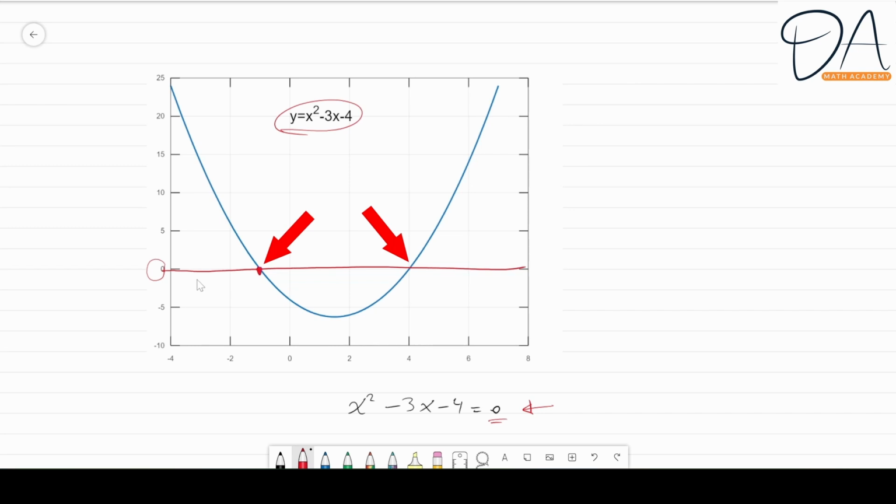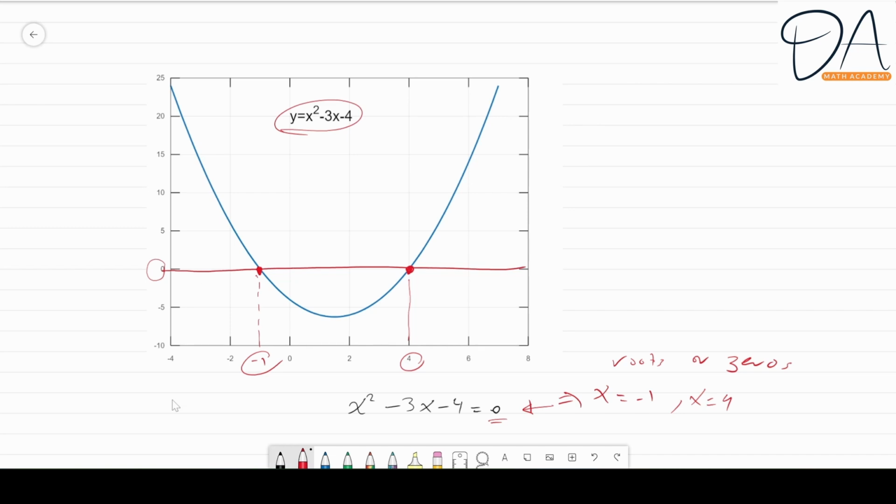So we have 2 points, this one and this one, and the value here is actually minus 1 and the value here is 4. So these are the solutions to this equation. So x is minus 1 and x equal to 4. And this is what we call the roots or zeros.